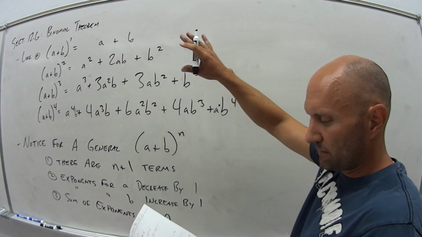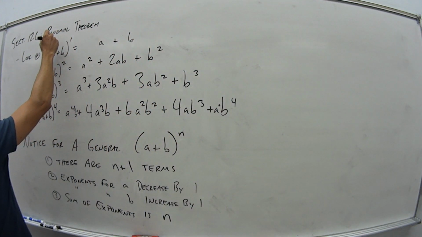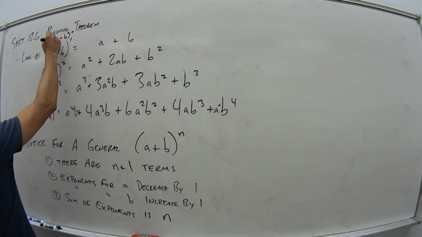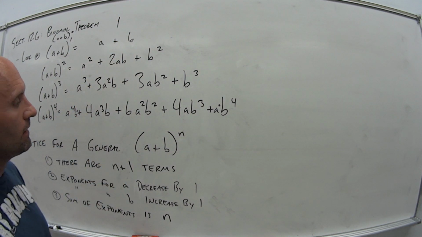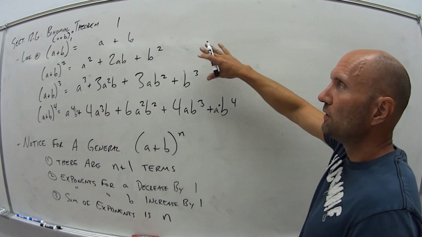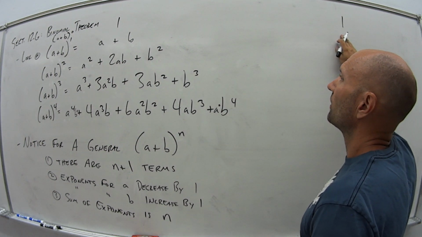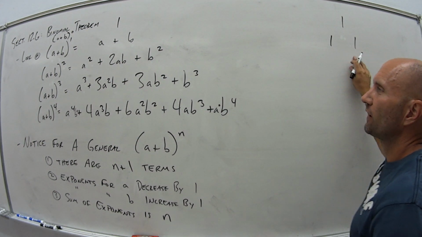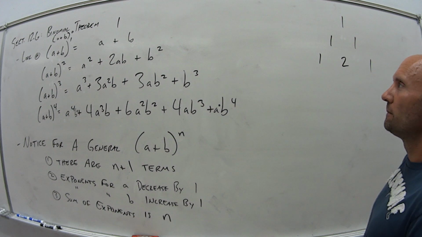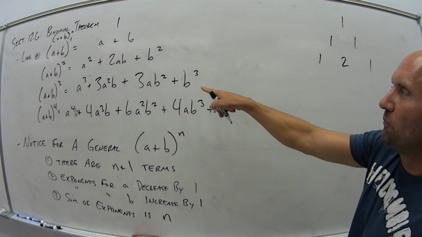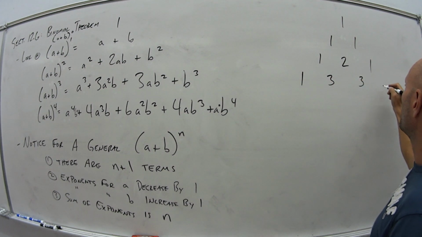Let me do this first. Let's do one more. Let's go back up. A plus B to the 0 power. Anything to the 0 power is 1, right? If I'm not going to write the variables, I'm just going to write the coefficients. I have 1 for the first line, and then 1, 1 for the second line. What's the third line? 1, 2, and 1. How about A plus B to the third? I have 1, and then 3, and then 3, and then 1.